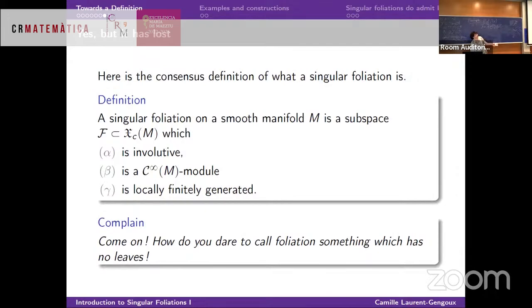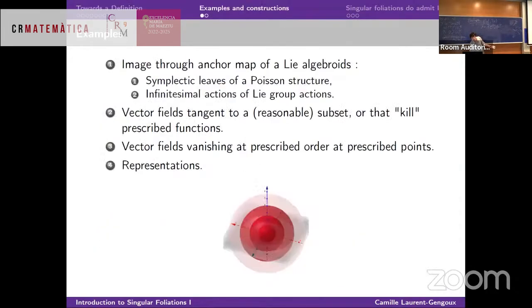because the rank of the Lie algebroid is finite. It's a module, it's involutive. So the image of the anchor map of a Lie algebroid, that's an example of a singular foliation.